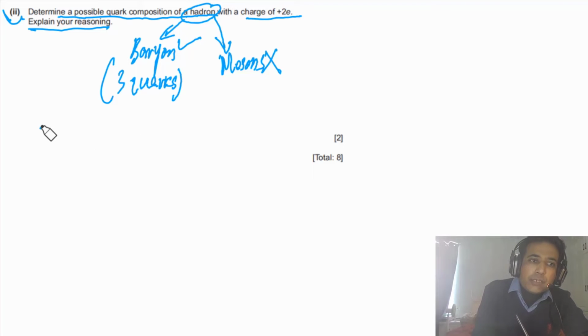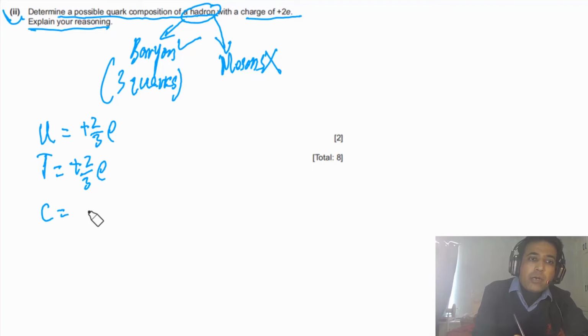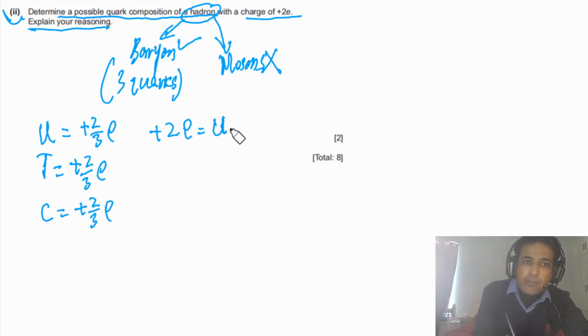Now we need to understand the charge on the quarks. Up quark has charge plus 2 by 3 e. Top quark has charge plus 2 by 3 e, and the charm quark also has charge plus 2 by 3 e. So simply plus 2e charge is possible if we have one up quark, one top quark, and one charm quark. So this combination is possible.